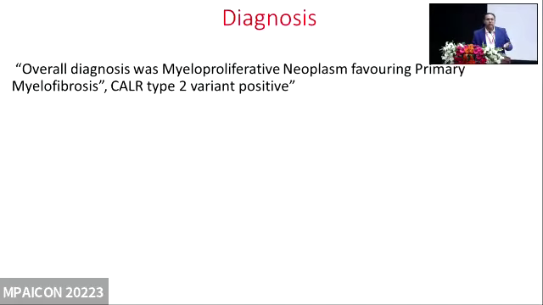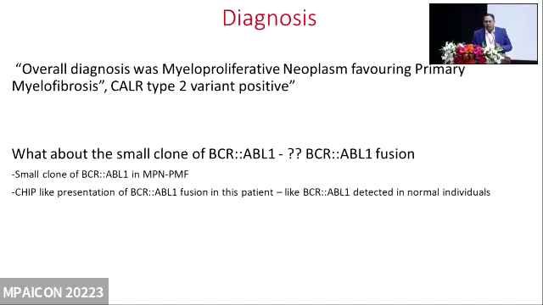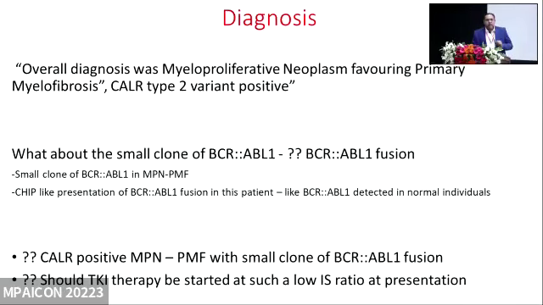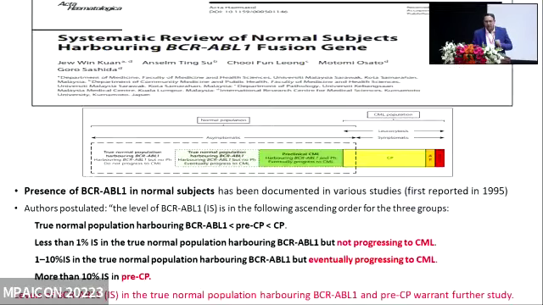So what was the diagnosis? Was it a myeloproliferative neoplasm with PMF with CALR type 2 variant, but what about the small clone? Was it CHIP, or was it a small clone present within an MPN? Was it a CALR-positive MPN with PMF and a small clone of BCR-ABL? We stayed there. The clinician went a step ahead. He asked, if BCR-ABL is present, should we start the patient on TKI? We never had an answer for this.